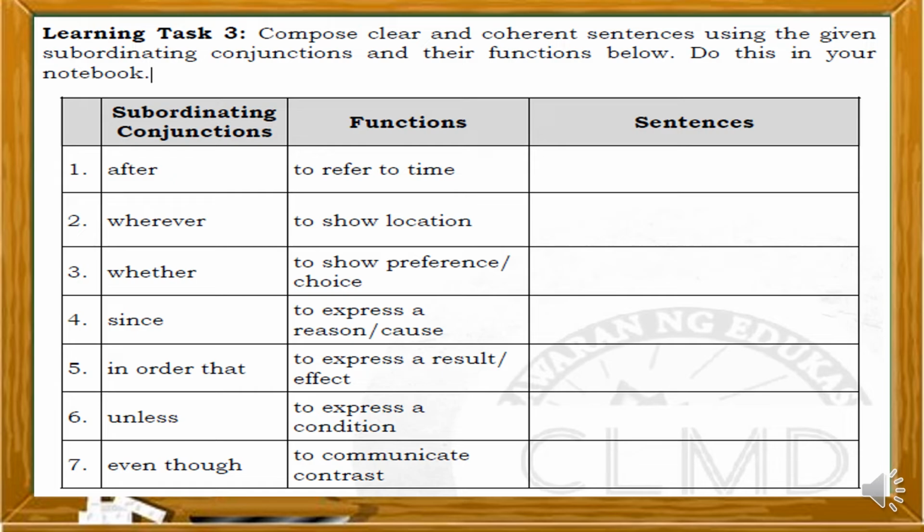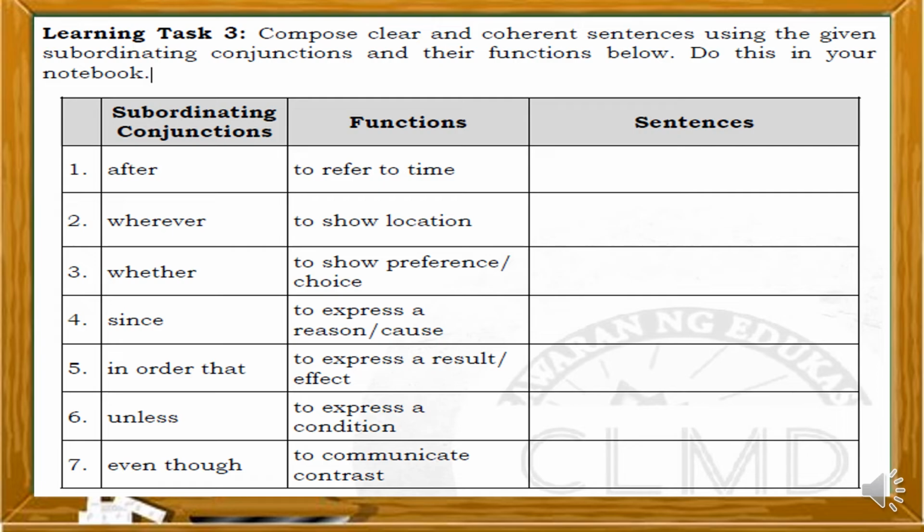Now, let us move on to learning task 3. Compose clear and coherent sentences using the given subordinating conjunctions and their functions below. Do this in your notebook. So for number 1 to 7, you have the subordinating conjunctions and their functions. So for number 1, we have after. The function is to refer time, or the meaning is to refer time.